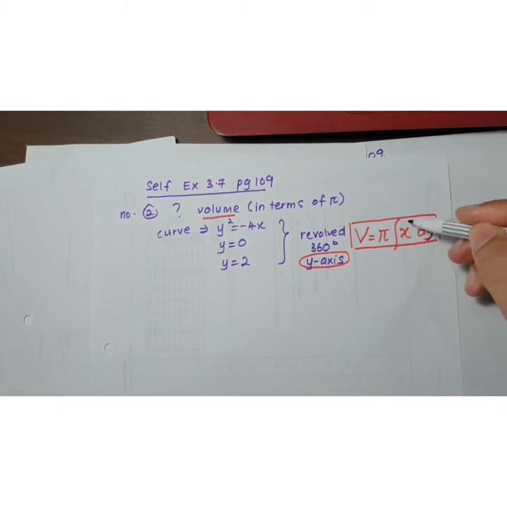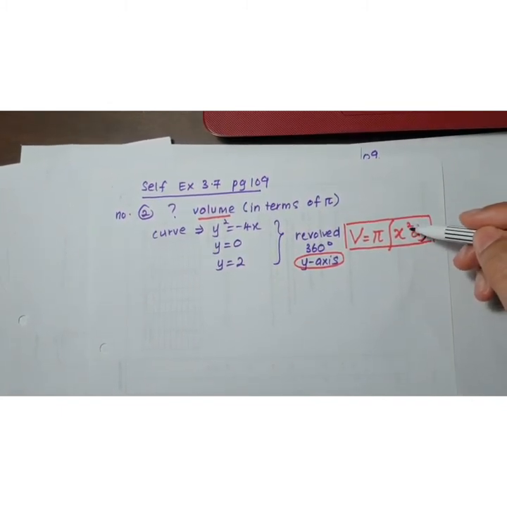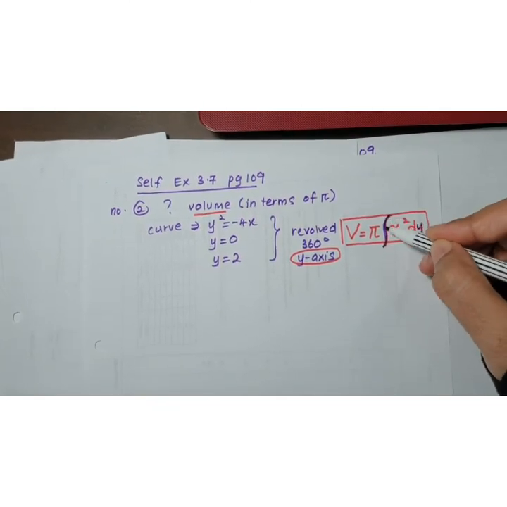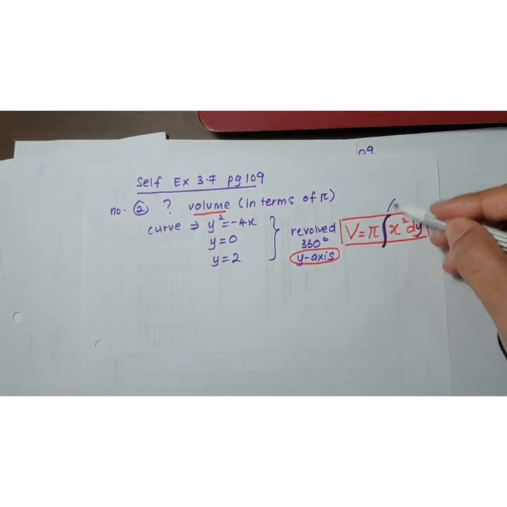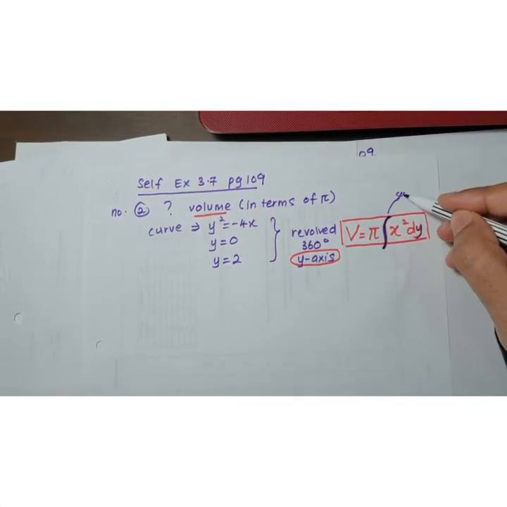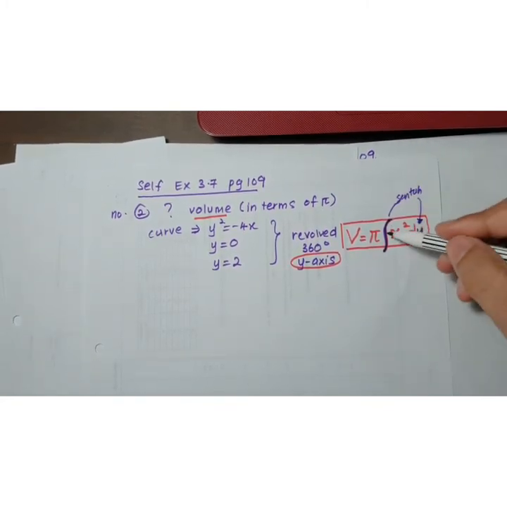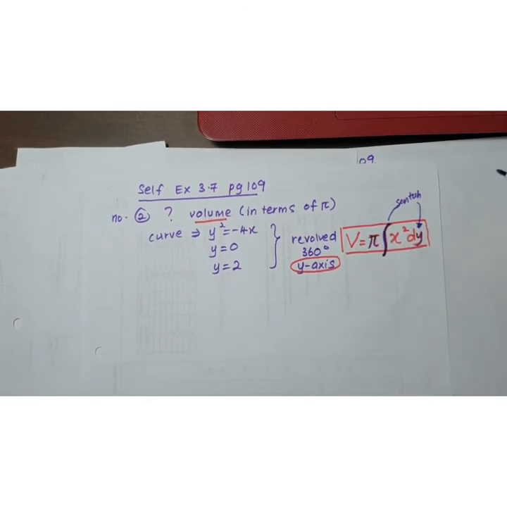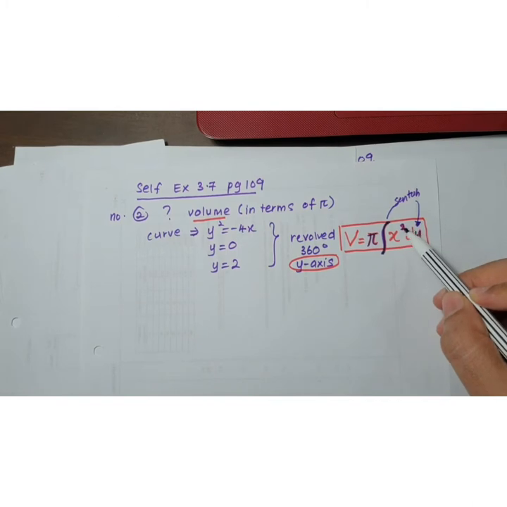When you make x squared as your subject, your function is in terms of y. The limit, a way to remember it: the integration symbol looks like an S, S for sentuh, touch which axis? Touch the y-axis. So the limit is always on the y-axis, and don't forget pi, and the square. For area there is no pi and no square.